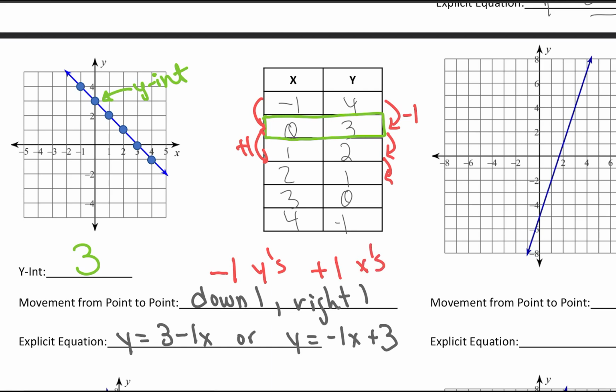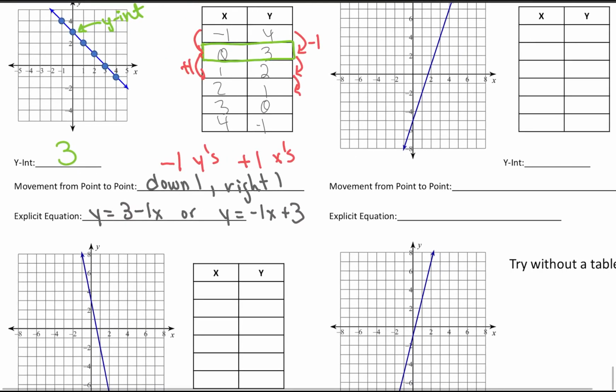When I write the explicit equation here, at time 0 we had 3, and we are going down by negative 1. So when we write the explicit, it's going to be 3 minus 1x. Or when I flip this, it's y equals negative 1x plus 3. Notice how the negative and the x stay with the 1. This 3 is positive, so when I rewrite it and put it in the back, I need to show still that it's positive by using a plus sign.